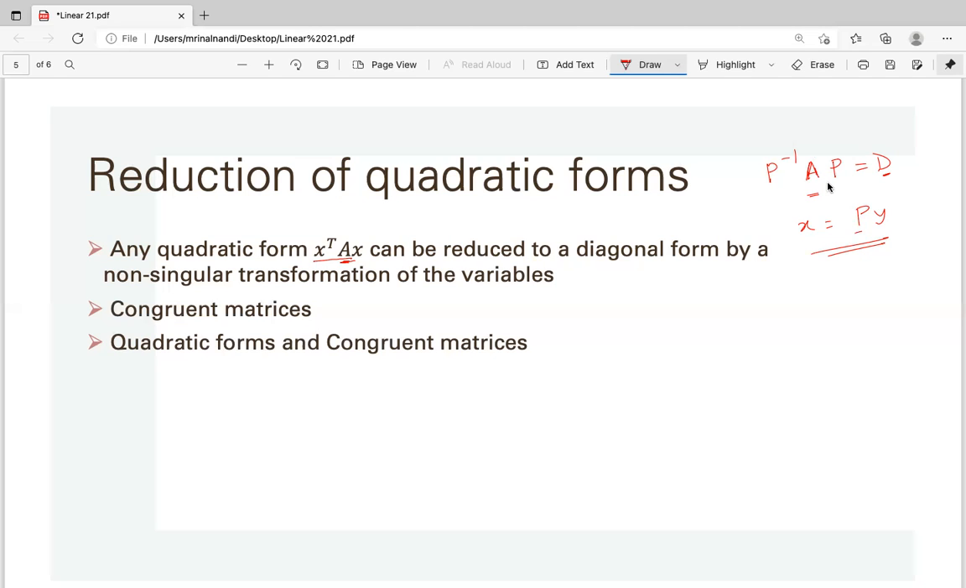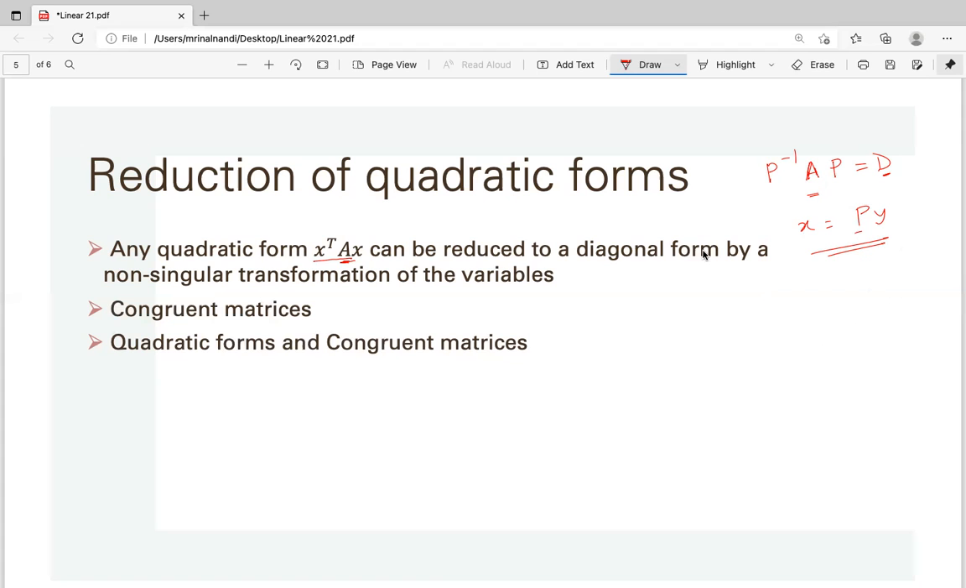If all the diagonal elements of D are positive, then it is positive definite. If some are 0 and others are positive, then it is semi-definite. So the question is, how many diagonal elements are positive and how many are negative?